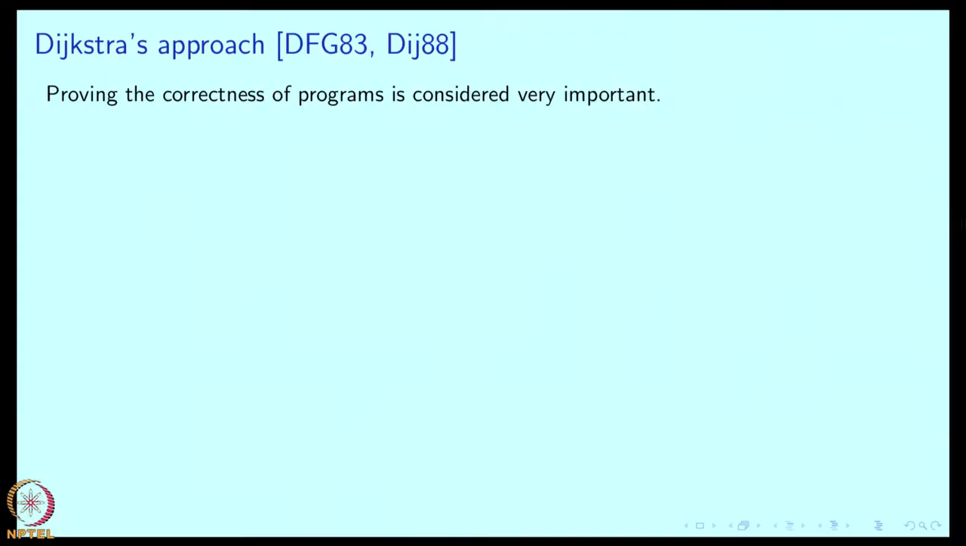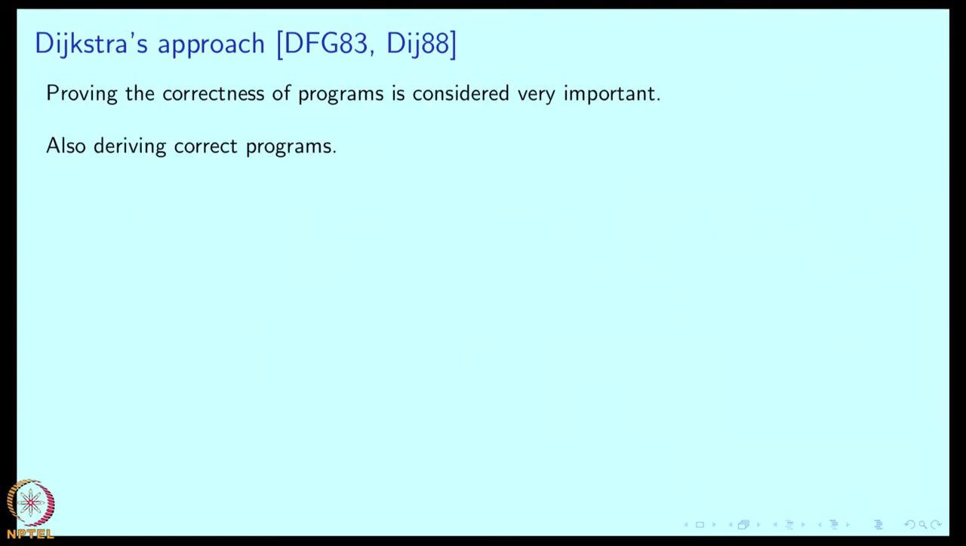Next, we will discuss an approach due to Dijkstra. This is not quite a programming model, but it's an approach in which Dijkstra says that proving the correctness of programs is extremely important, and also deriving complete programs. The idea is, you are given the statement of the problem, you decide what values you need to calculate, and then you say, if I want to calculate these values, then I must have these values. Or if I have these values, I can calculate these values. Step by step, in a logical fashion, you decide what you can calculate and what needs to be calculated, and if the two meet, then you have a program.